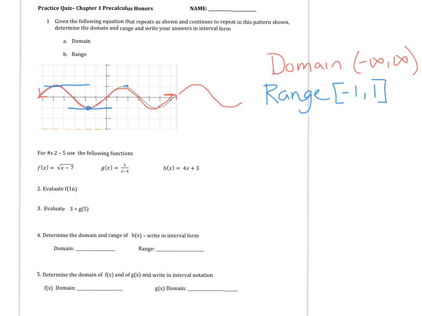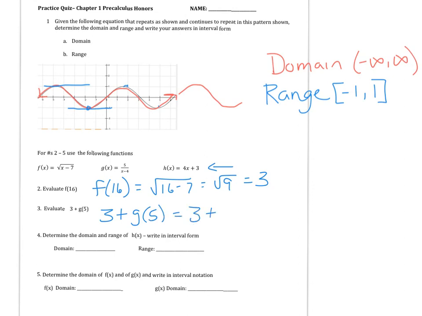For number 2 through 5, it says use these functions, and that just means use those functions to answer 2 through 5. So for example, f of 16, well, we'll plug 16 into the f function. Square root of 16 minus 7, square root of 9 is 3. That would be the answer. Number 3, 3 plus g of 5, which would be 3 plus, and we'll plug 5 into the g function, 5 over 5 minus 4, which is equal to 3 plus 5 over 1, which is equal to 8.